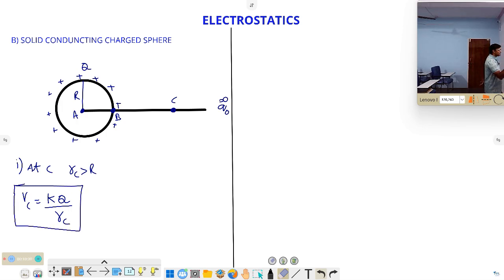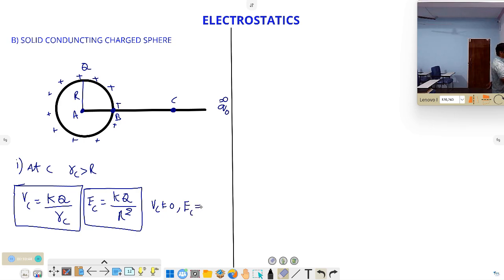At this point the electric field is also not equal to 0: E_C = K Q / R_C squared. So I can conclude, same as previous, that V_C is not equal to 0 at point C, and the electric field at point C is also not equal to 0. This is important to understand. Next, go to the next point, which is point B.